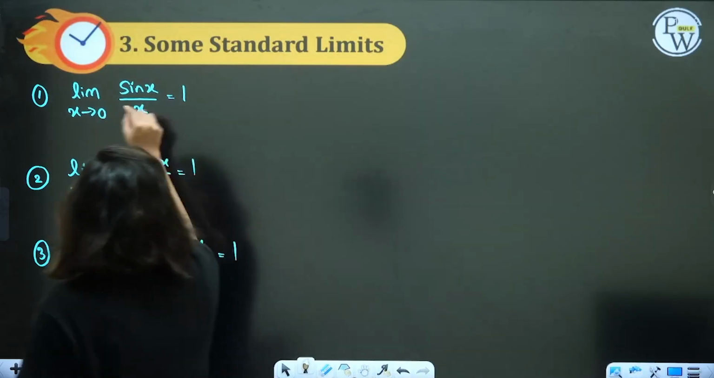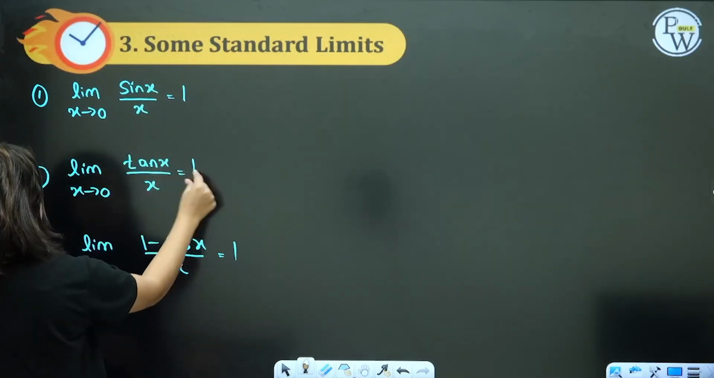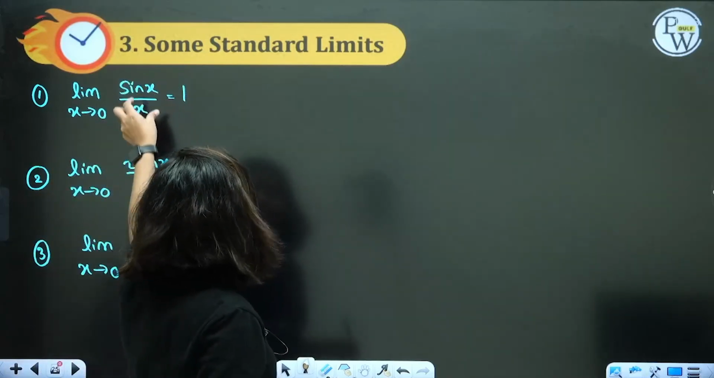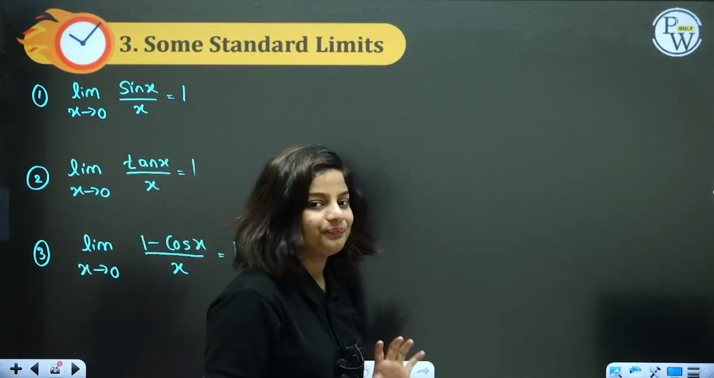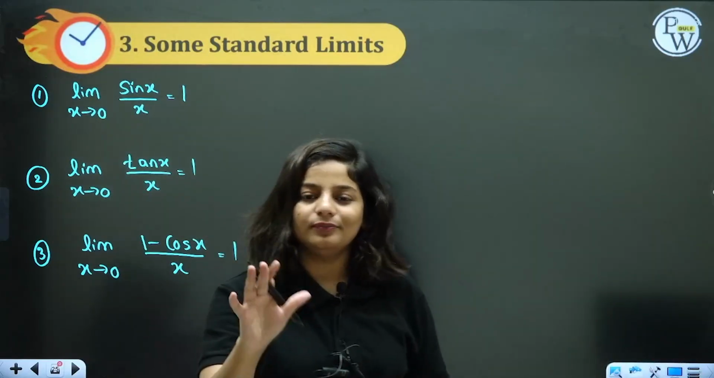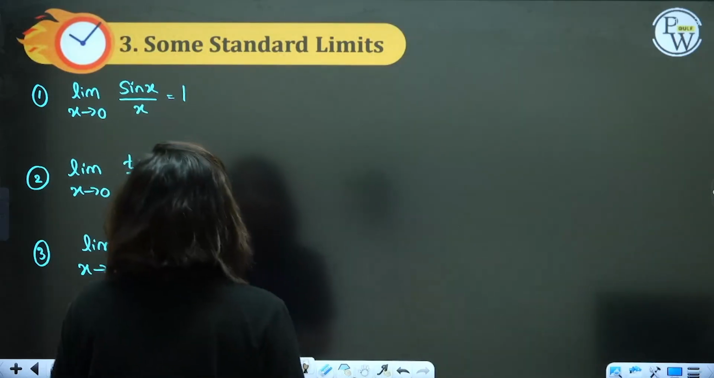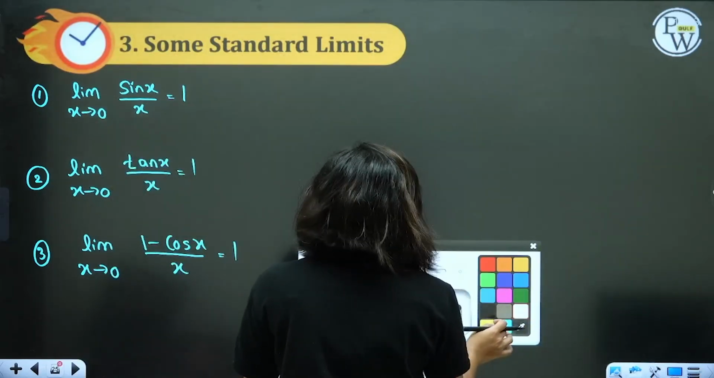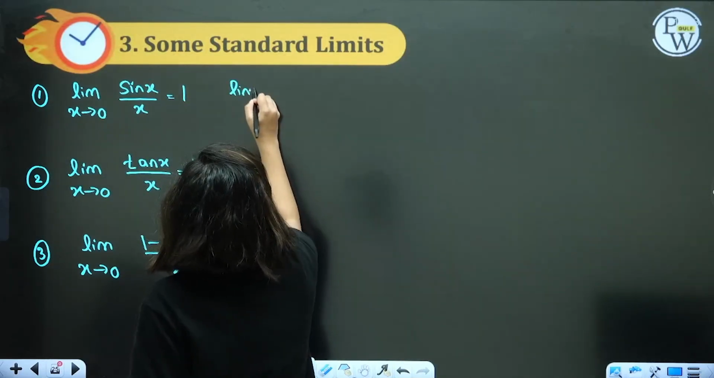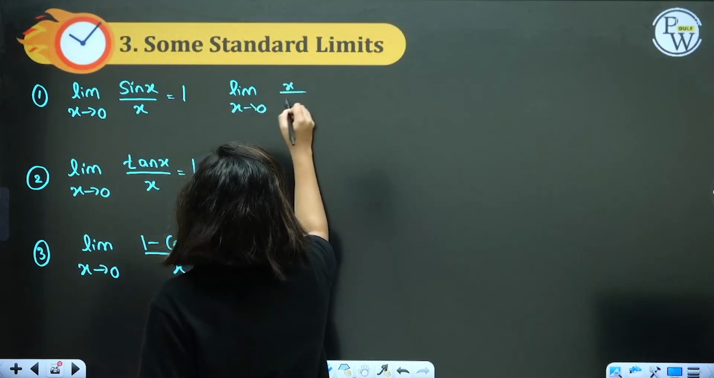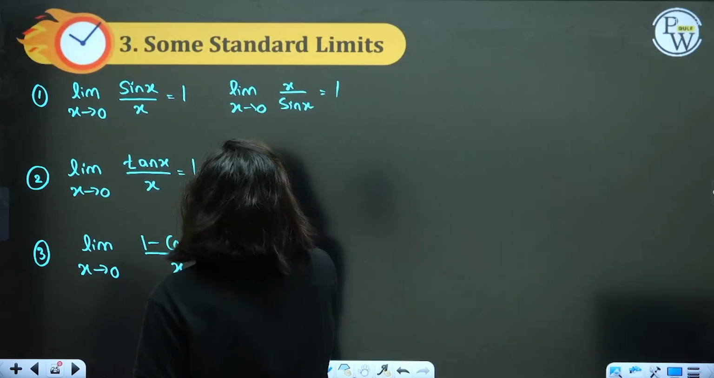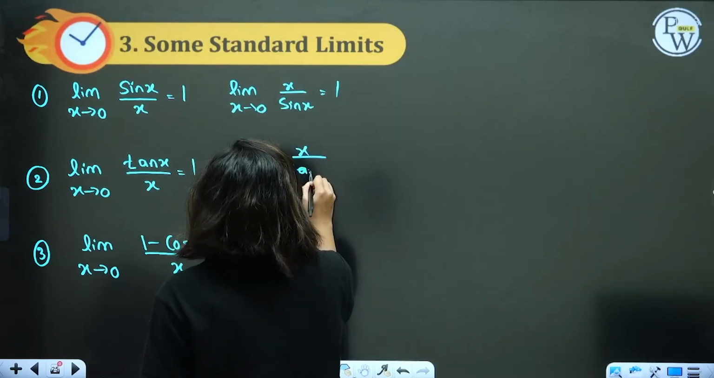Limit x tends to 0, sin x upon x is 1, tan x upon x is 1, 1 minus cos x upon x square is 1/2. Basically, when you put x as 0, you'll get 0 by 0 each time. This is the direct formula, which is obtained by L'Hopital rule, we will see in the end. Well, the reciprocal is also true: limit x tends to 0, x upon sin x is also equal to 1. So if at all you come across this, make sure you know.